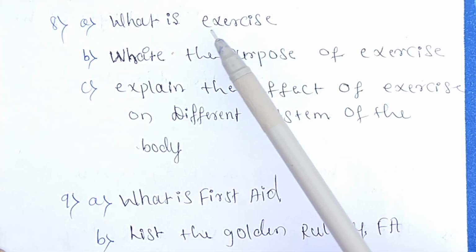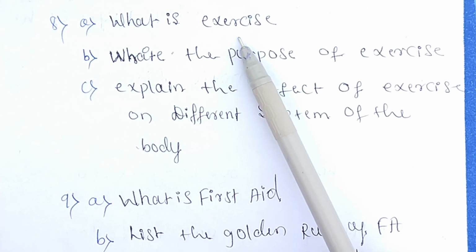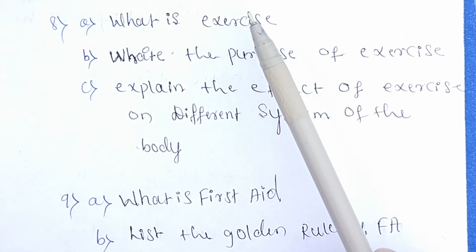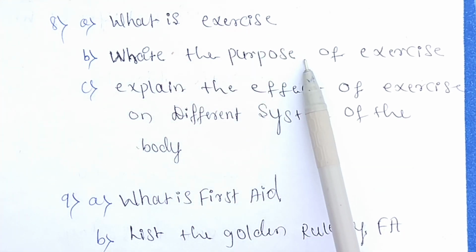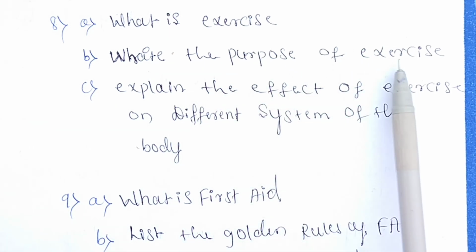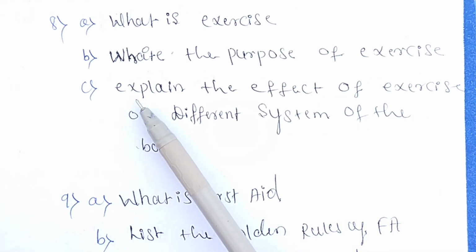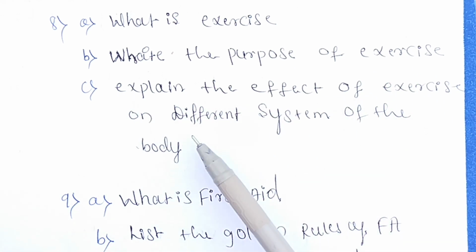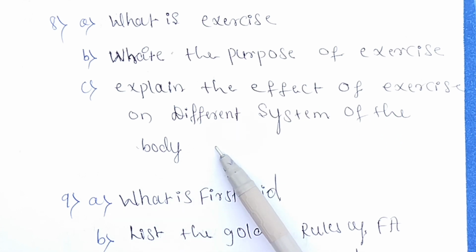Next, eighth one. First, A is what is exercise. Definition of exercise. B, what are the purposes of exercise. The purpose of exercise, why you are doing the exercise, right? The purpose is very important for exercise. Okay. C is explain the effects of exercise on different systems of the body.